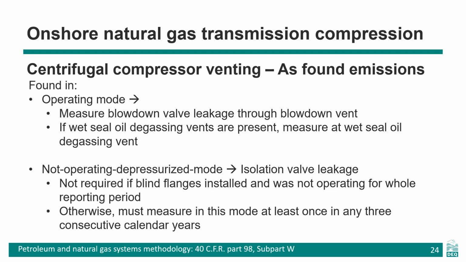There are a few different methods to follow based on the mode the compressor is found in when surveying for leaks. For a centrifugal compressor being measured in operating mode, leaks from the blowdown vent and wet seal oil degassing vent must be measured. For a centrifugal compressor measured in not operating depressurized mode, leakage from the isolation valve must be measured. Unless blind flanges are installed at the compressor, regulated entities using as-found measurements must include a not operating depressurized mode measurement once every 3 years. If blind flanges are installed and the unit is not running during the whole reporting period, the compressor does not need to have measurements in the not operating depressurized mode.